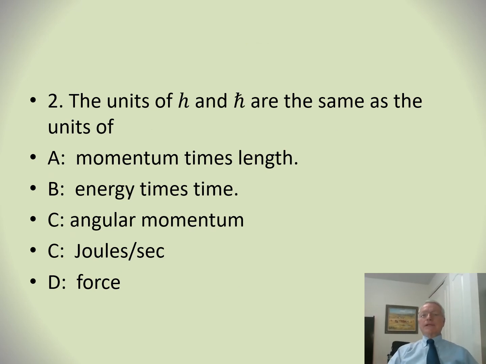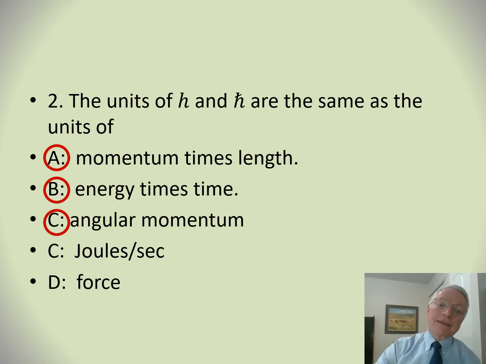The units of h and h bar are the same as the units of what? Well, it's momentum times length. You can tell that from the uncertainty principle. You have a momentum times the length on the left side, and you have h bar on the right. It's also energy times time, because the uncertainty principle for energy and time is energy delta E times delta T is bigger than or about h bar over 2. So that works too. That turns out also to be the units of angular momentum.